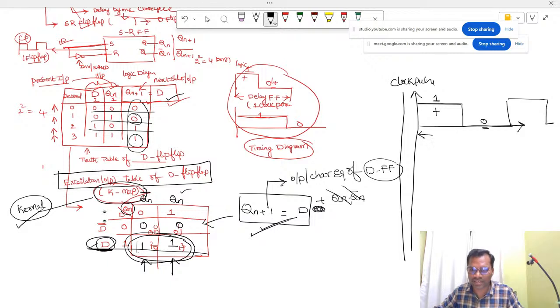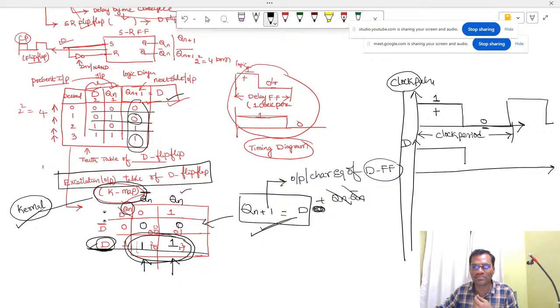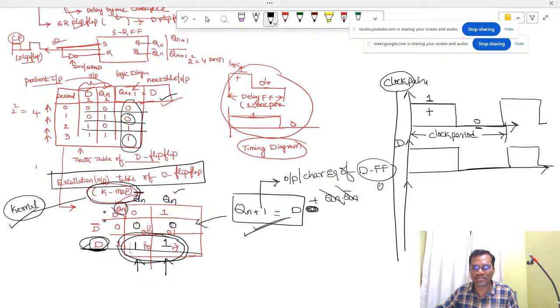When the positive and negative levels are combined, it is called one period, and this is called the clock signal. Therefore, one period is the clock period. Now draw the D value; it will be in the same fashion. If you draw Qn plus 1, it will also be the same.